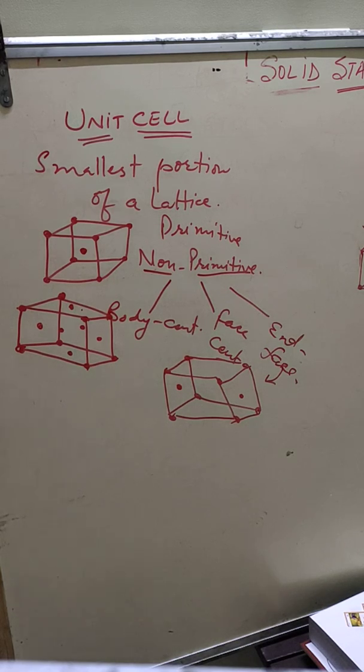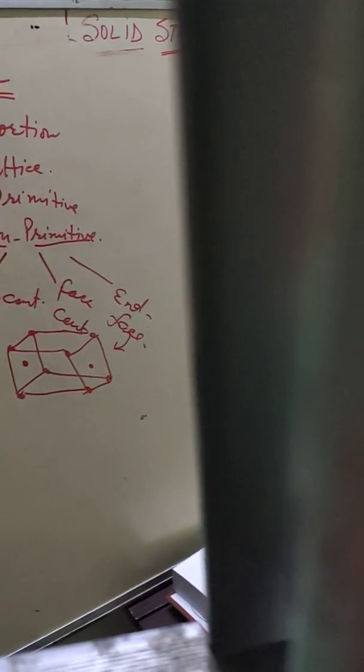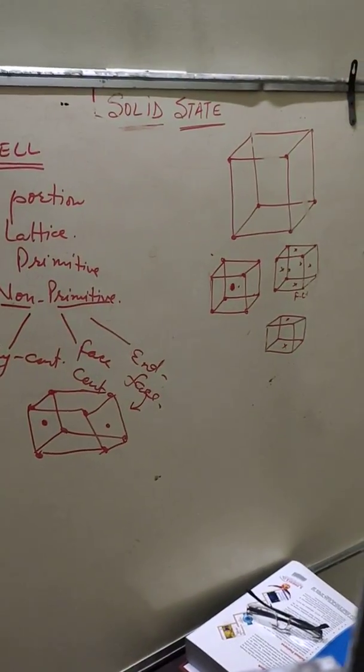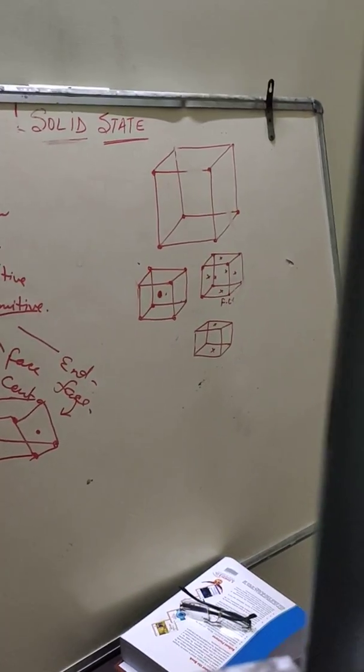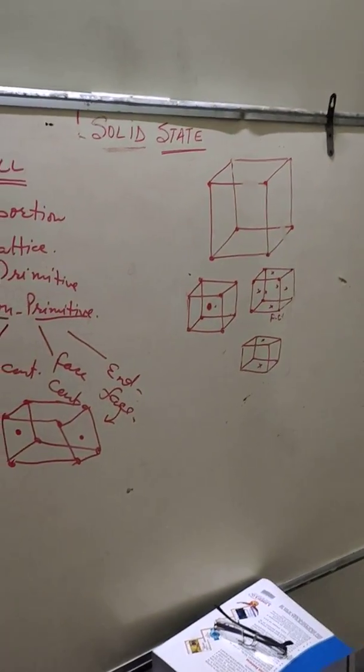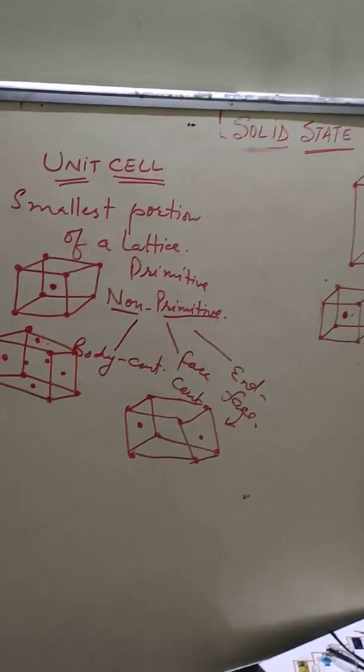Now next is how to calculate the number of atoms present in a particular unit cell. That is what we have to calculate now.